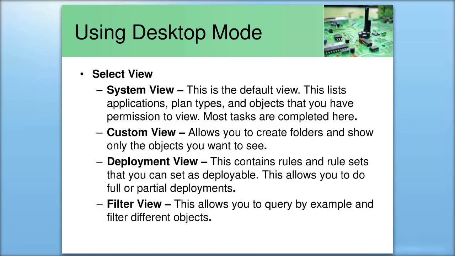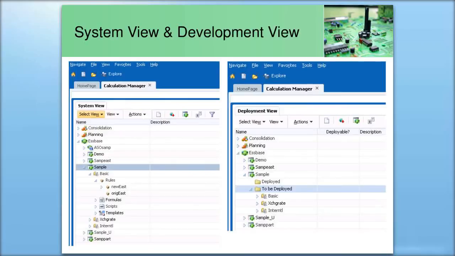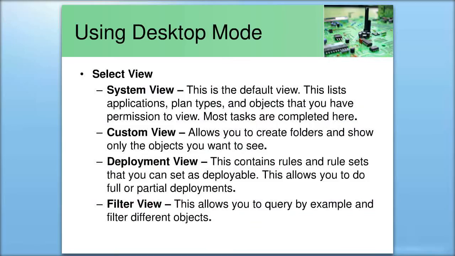So desktop mode, once you log in, this desktop mode will display. There's several different views. The default view is System View. This lists applications, plan types, and objects that you have permission to view. Most tasks will be completed here, and this is actually the view I'll be using during the entire demonstration. I can skip ahead really quick. So it's on the left-hand side here, very similar to EAS.